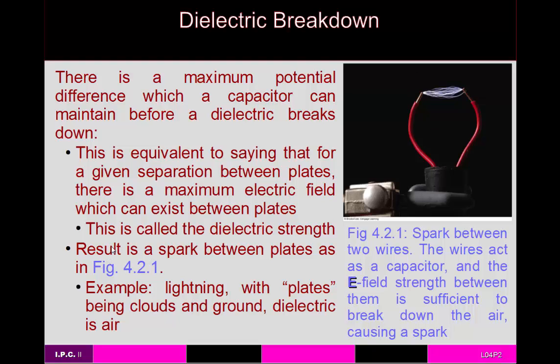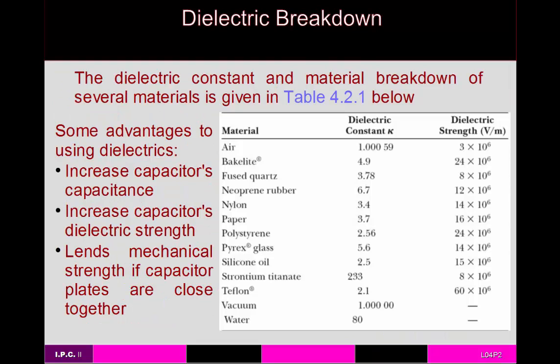Another example is found in lightning. The two plates in question are effectively the clouds and the ground, and so the dielectric in question is air. Alright, so this table actually gives some dielectric constant values and also the dielectric strength, meaning the maximum E field that you can have for a given separation between plates, is equivalent to saying here's what the maximum voltage is for that separation.